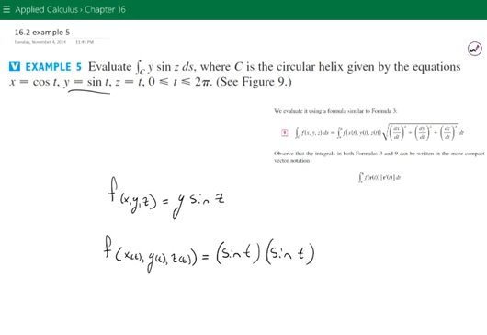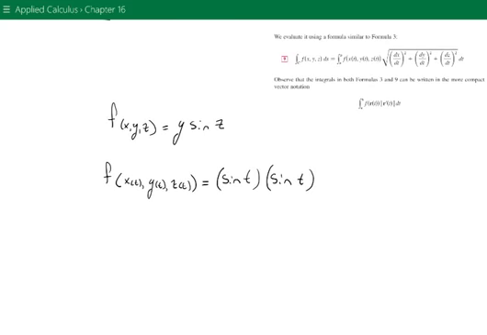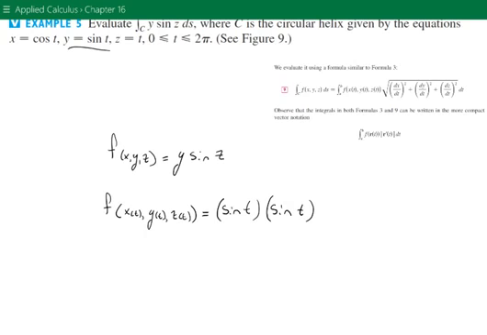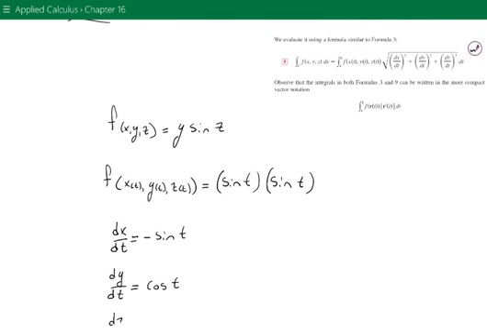And then we're going to have to figure out our arc length. So we need to know dx dt. So dx dt is actually negative sine t. dy dt is cosine t. dz dt is equal to 1.